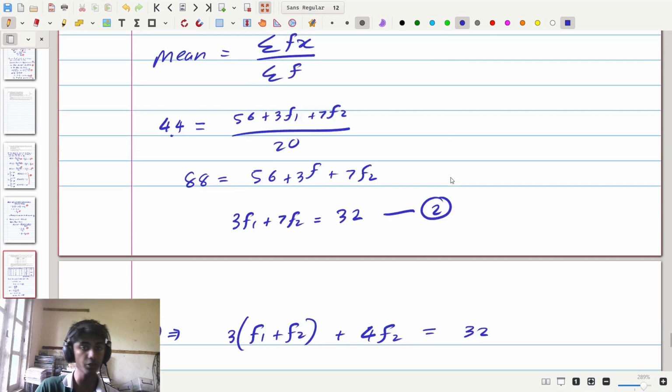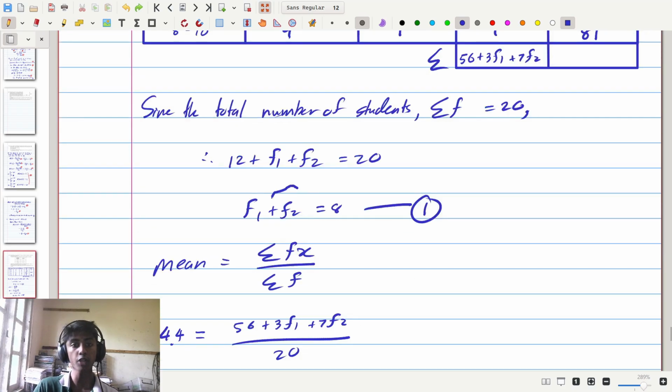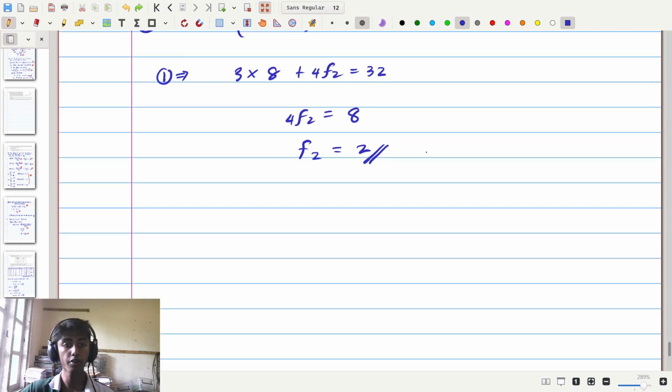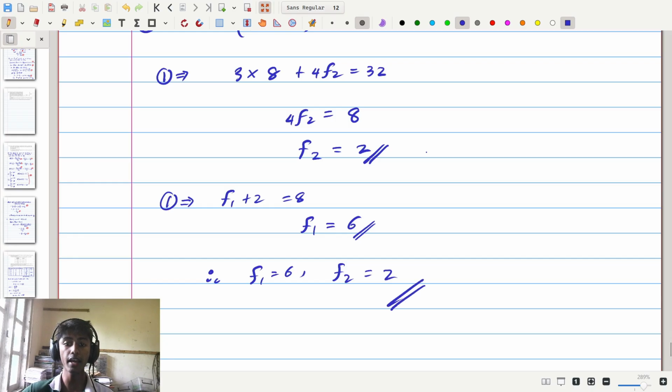Now for f1, we can go back to equation number 1 and substitute in f2 equals 2. Doing so, we get f1 plus 2 equals 8, and therefore f1 equals 6. With that, we have found the values of f1 and f2. So we can say therefore f1 equals 6, f2 equals 2, and with that, we are done with the very first part of the question.